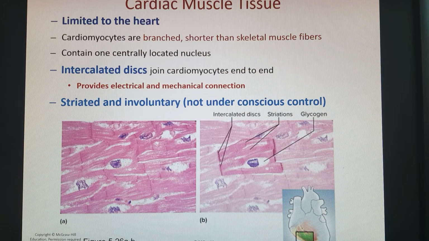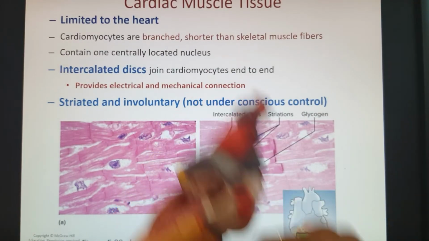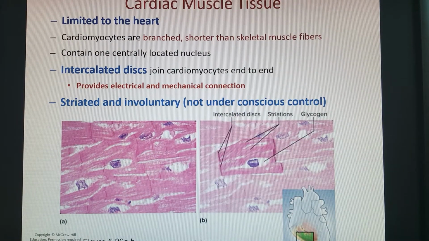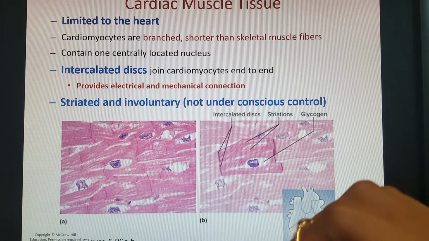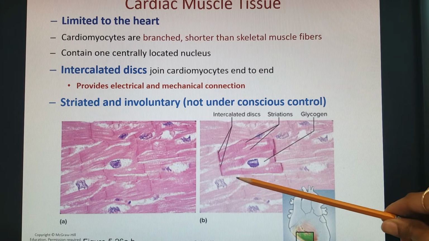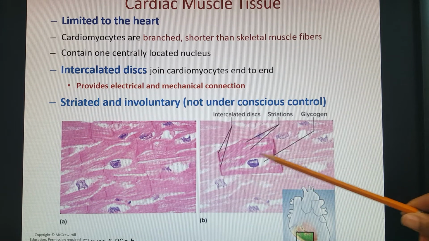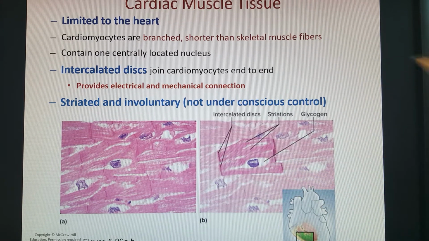Okay, cardiac muscle. So again, muscle that creates your heart. So with our cardiac muscle cells, they are branched. So they're not just one straight type of cell going in one direction. We have multiple branches off of a cell. They are shorter than skeletal muscle fibers.